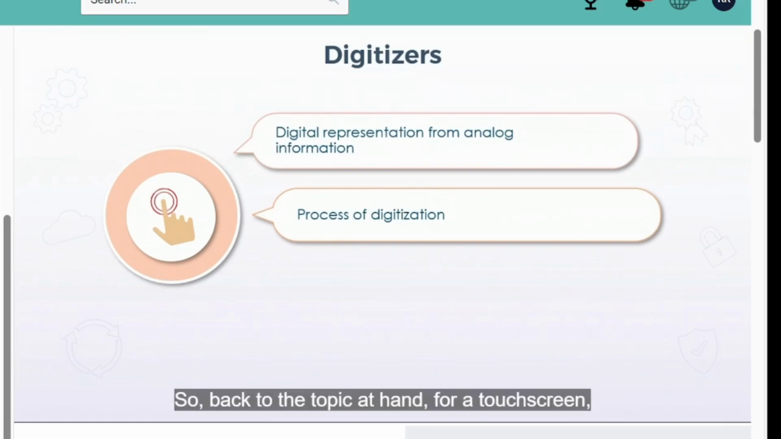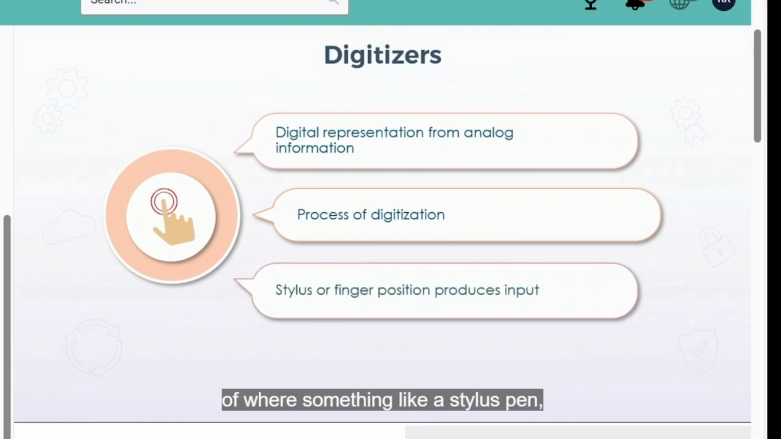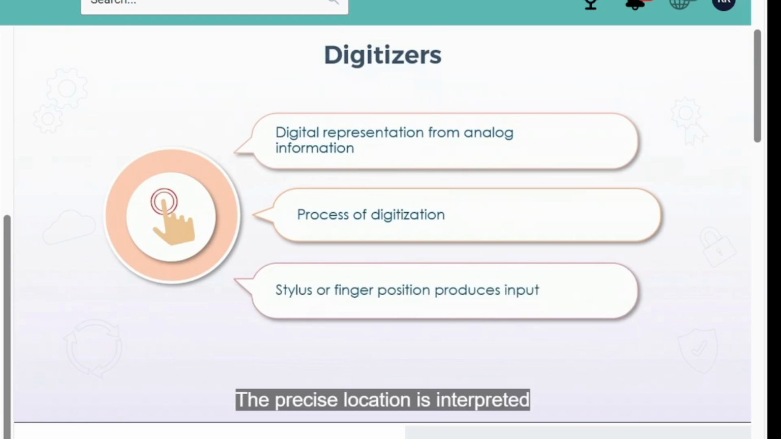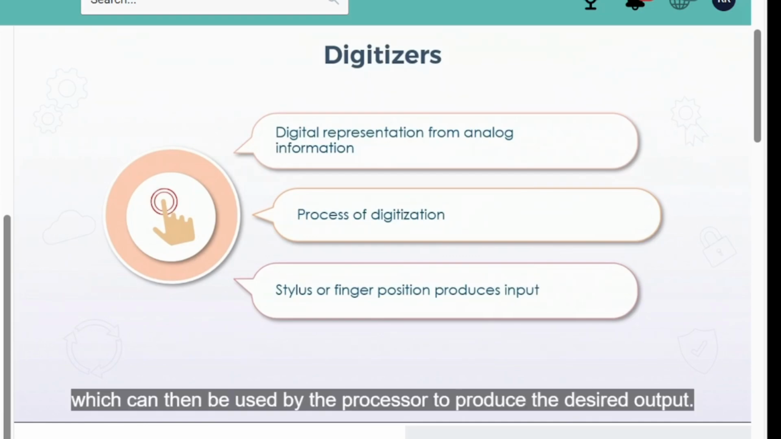So back to the topic at hand, for a touchscreen, the digitizer accepts the analog information of where something like a stylus pen, or in most cases just your finger, is placed on the screen. The precise location is interpreted using standard X and Y coordinates, then those coordinates are passed to the digitizer to be converted into digital information, which can then be used by the processor to produce the desired output.